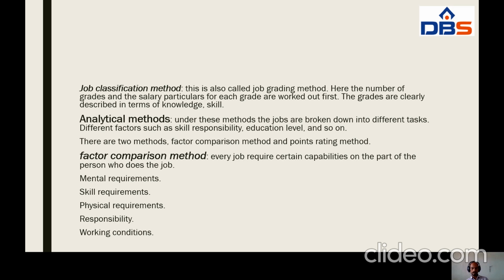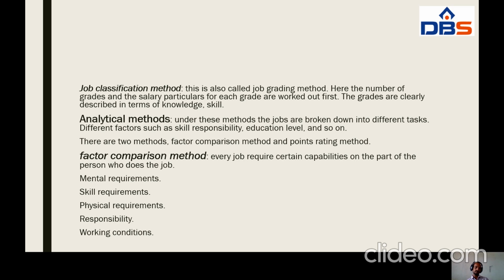Here, this is relatively simple to understand and easy to carry out. It is totally based on the number of grades and salary particulars for each grade worked out first. It may not be possible to make clear distinctions between jobs. In a complex organization with a wide variety of specialist roles, it is very difficult to implement this method.